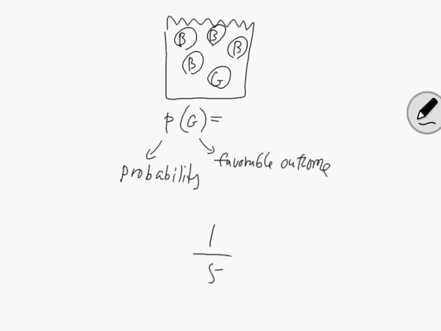So the theoretical probability of reaching into that bag and drawing a G is 1 chance out of 5, which as a decimal is 0.2, and as a percentage is 20% chance. So there's a 20% chance of drawing the G from the bag.